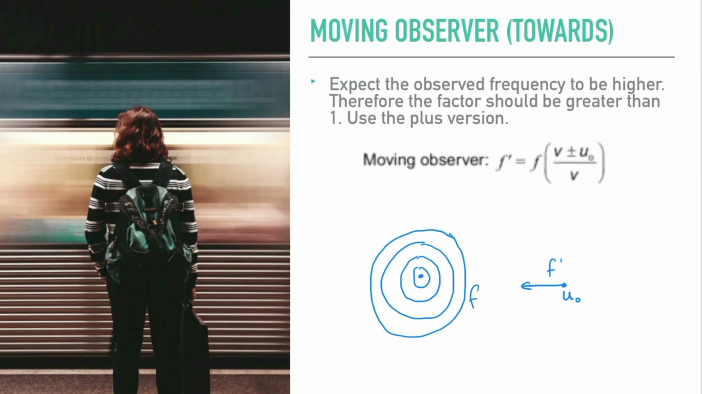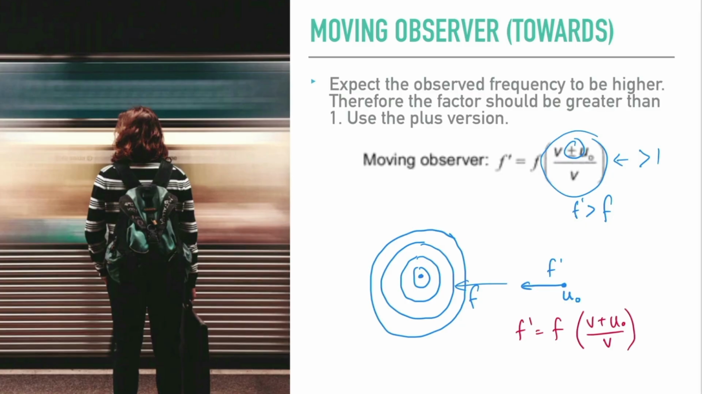Well, as they move towards that, they're going to experience these waves faster than they were emitted. So they're going to experience a frequency f dash, which is greater than the frequency that was emitted. And if the frequency's got to be greater, then this factor has to be greater than 1. And for the factor to be greater than 1, we have to use the plus. So if you have a moving observer towards the source, then your equation is f dash equals f v plus the speed of the observer over the speed of the wave.